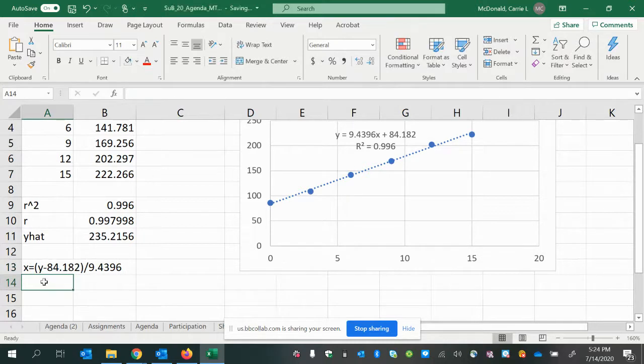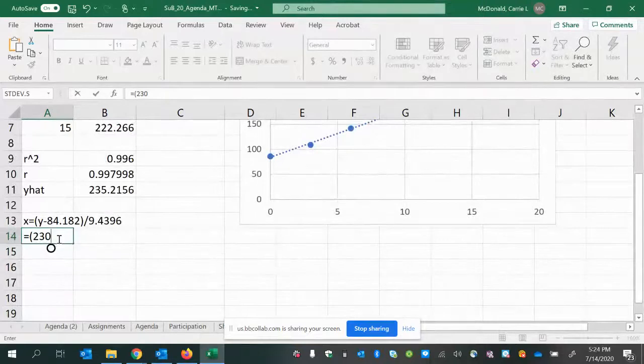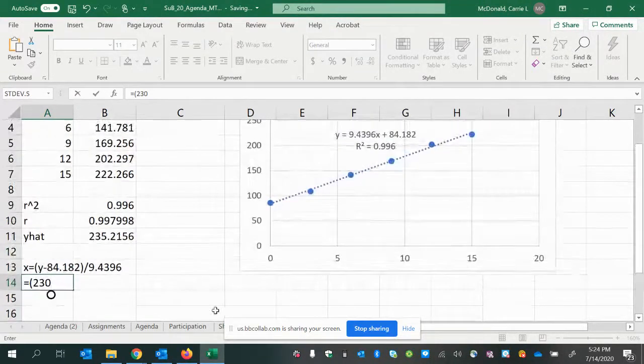Okay, so now I'm going to do equals, then parenthesis, and the y value that we were asked to use, the retail sales, was 230 billion. And all these values are in billions, so we're just going to leave it 230, representing 230 billion. Then minus the 84.182, those parentheses, divide by 9.4396. Enter.